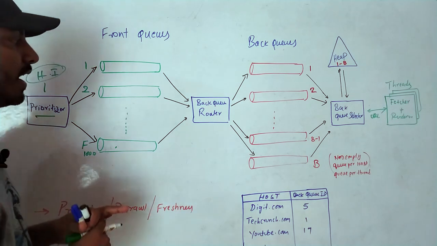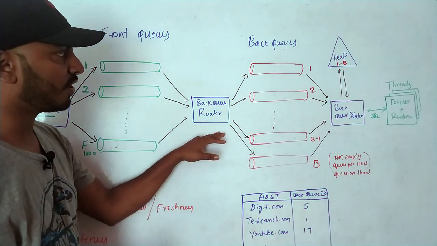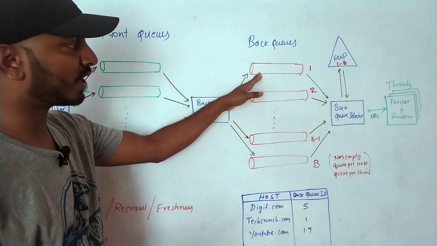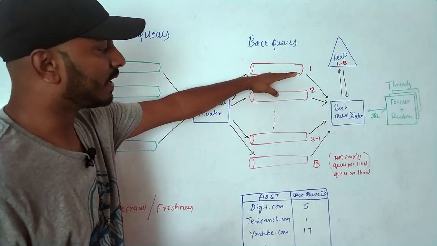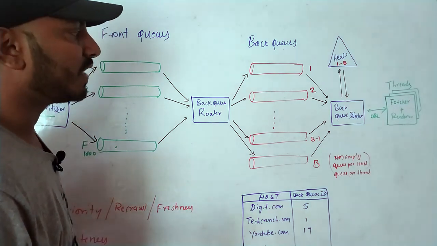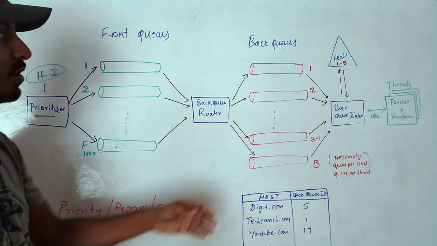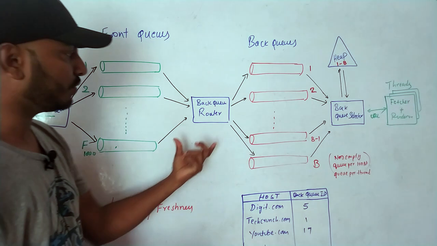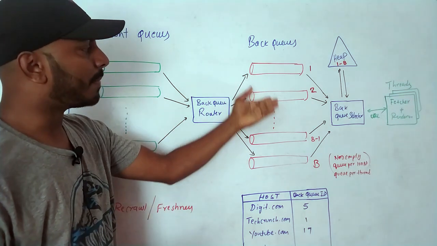Now what happens? Now we have the backQueue router here. The backQueue router's job is to ensure none of the backQueues are empty. This is also first in, first out, okay? And there will be 1 to B number of backQueues, which is equivalent to the number of threads in the fetcher. The total number of threads should be equal to the number of backQueues we have in the URL frontier. So this backQueue router always makes sure that none of the backQueues are empty.